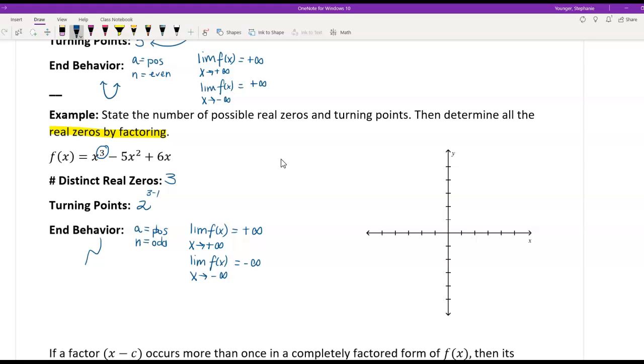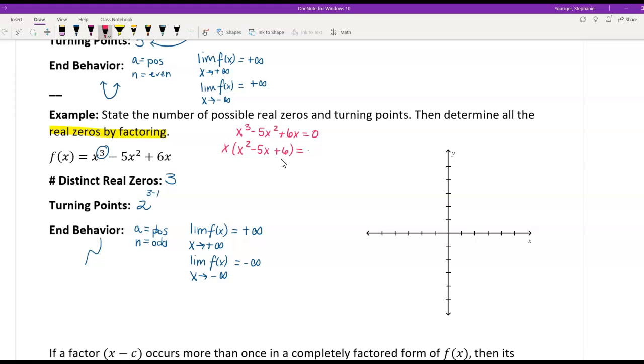Now it says to go ahead and factor. So we're going to do this right up here at the top. We have x cubed minus 5x squared plus 6x. The first thing I know with factoring is that I'm going to have to set it equal to 0. I also know we have a GCF because we have x cubed, x squared, and x. So if I pull out an x, I'm left with x squared minus 5x plus 6.